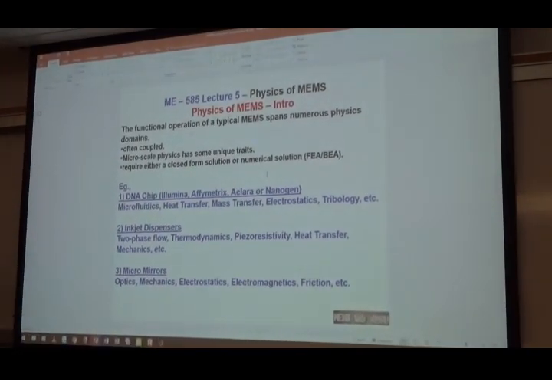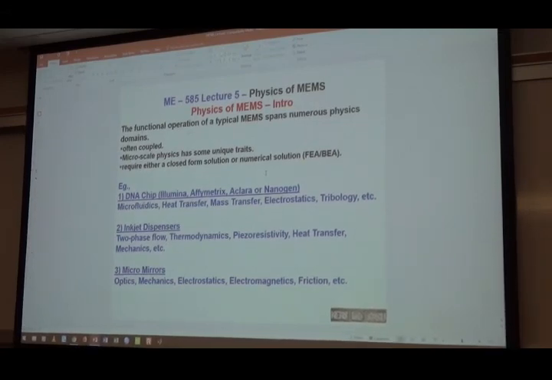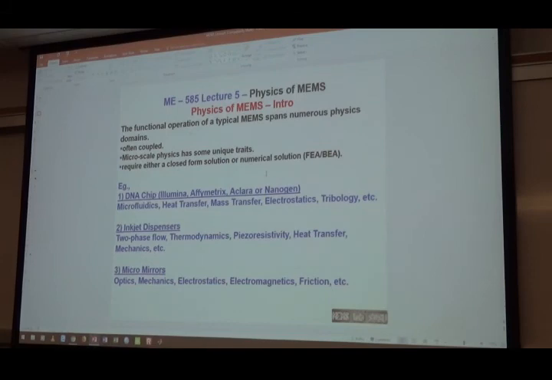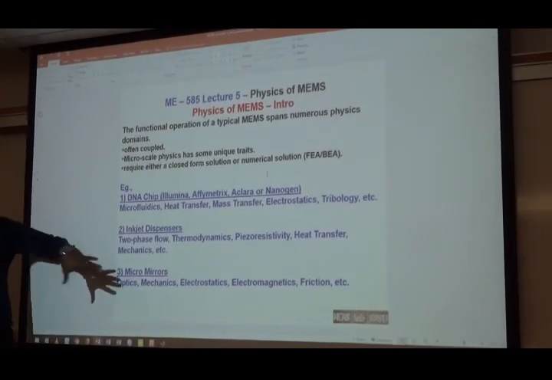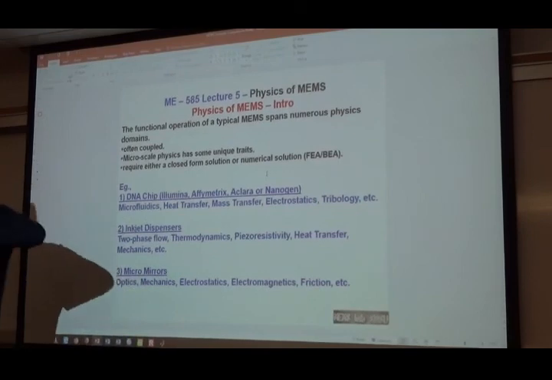Inkjet dispensers, inkjet printers. Now, 3D printers. In fact, two weeks ago, we had a faculty candidate interviewing. We picked the other guy, but this guy was actually using microfluidics in terms of printing his polymer inside a liquid. So he could do 3D, okay? As opposed to just building it one by one in a 2D fashion. So this consists of two-phase flow, thermodynamics, piezoresistivity, and all that kind of stuff.